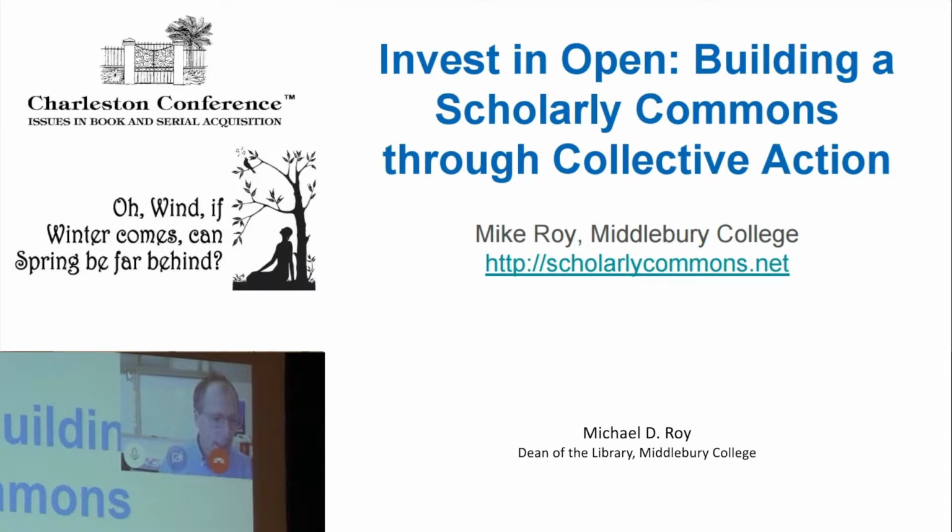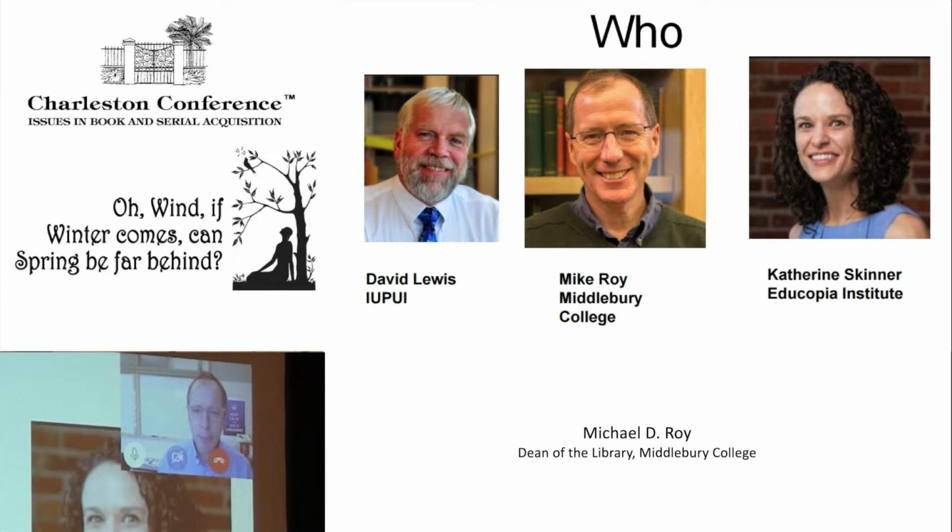If you can go to the next slide, with just the who slide. So the core group that's working on this project, which we're calling Mapping the Scholarly Communications Infrastructure, is myself. I'm the Dean of the Library at Middlebury College. David Lewis, who wrote this paper that Dan referred to earlier, the 2.5% initiative, which kind of prompted this set of conversations about what are the appropriate levels of investment that libraries and institutions should be making in open infrastructure. And then the third partner is Catherine Skinner, who's the executive director of the Educopia Institute.